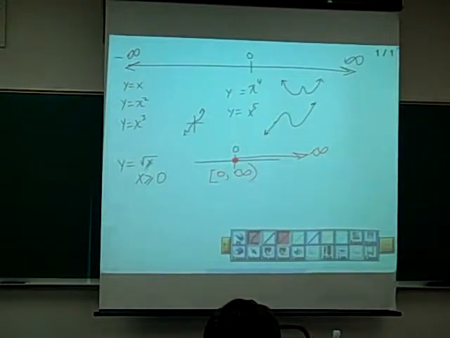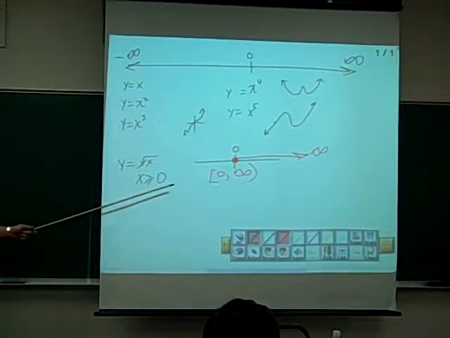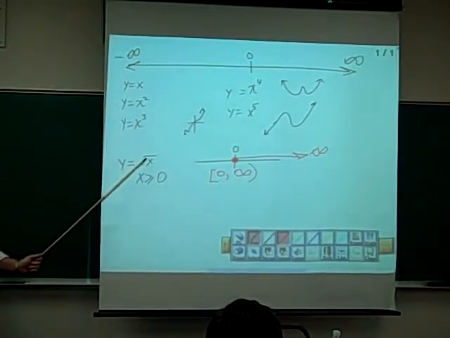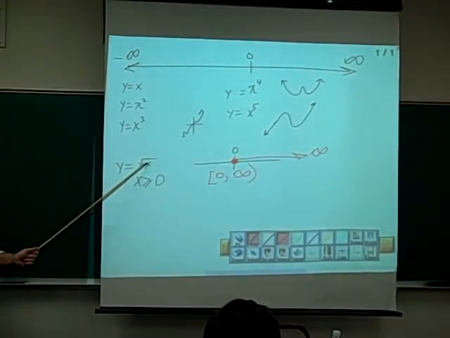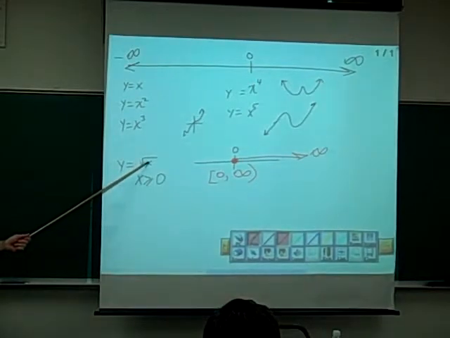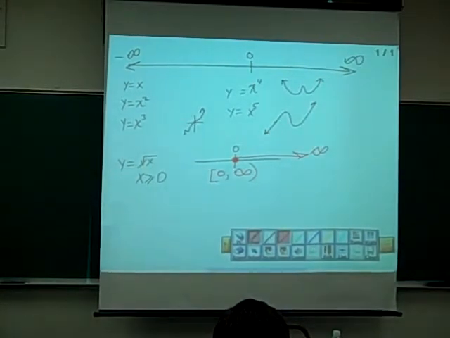And so inside a radical, it's always closed except when the radical is in the denominator, okay? Because we cannot have 0 in the denominator. But any other time, the radical expression is going to be negative infinity to infinity.